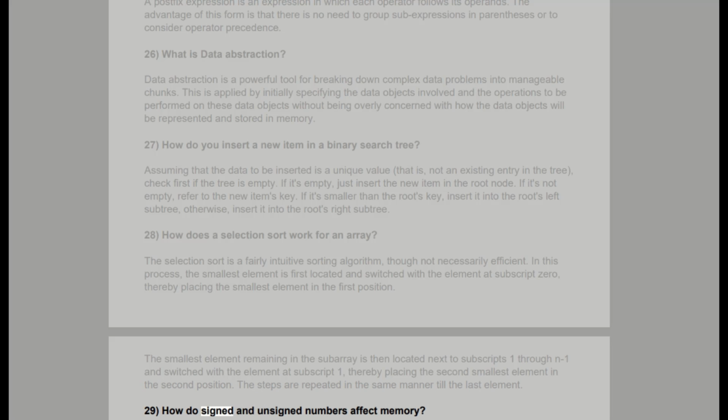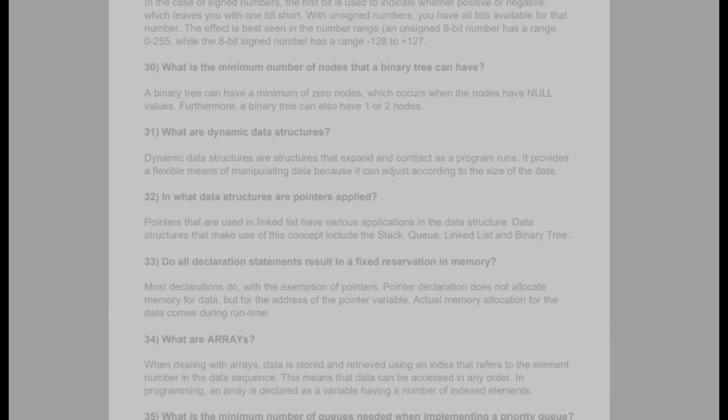29. How do signed and unsigned numbers affect memory? In the case of signed numbers, the first bit is used to indicate whether positive or negative, which leaves you with one bit short. With unsigned numbers, you have all bits available for that number. The effect is best seen in the number range. An unsigned 8-bit number has a range 0 to 255, while the 8-bit signed number has a range -128 to +127.